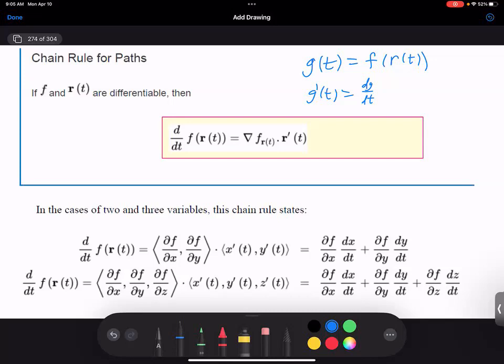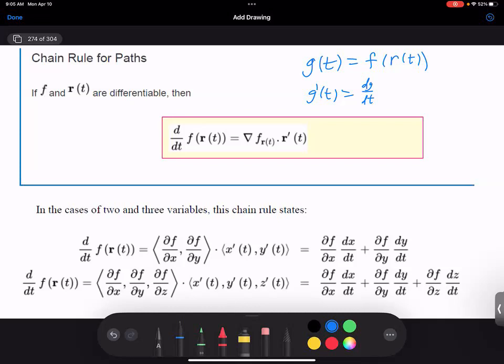So the derivative of r is just x prime of t, y prime of t, and so we're just taking the dot product. And the nice thing about this is at the end of the day, this is going to just be a number. Well, it's got to be a number. If you look at what this is, the derivative of the function f of r of t, this is just a function that takes t as an input and gives you a number as an output. So its derivative should just be a number.